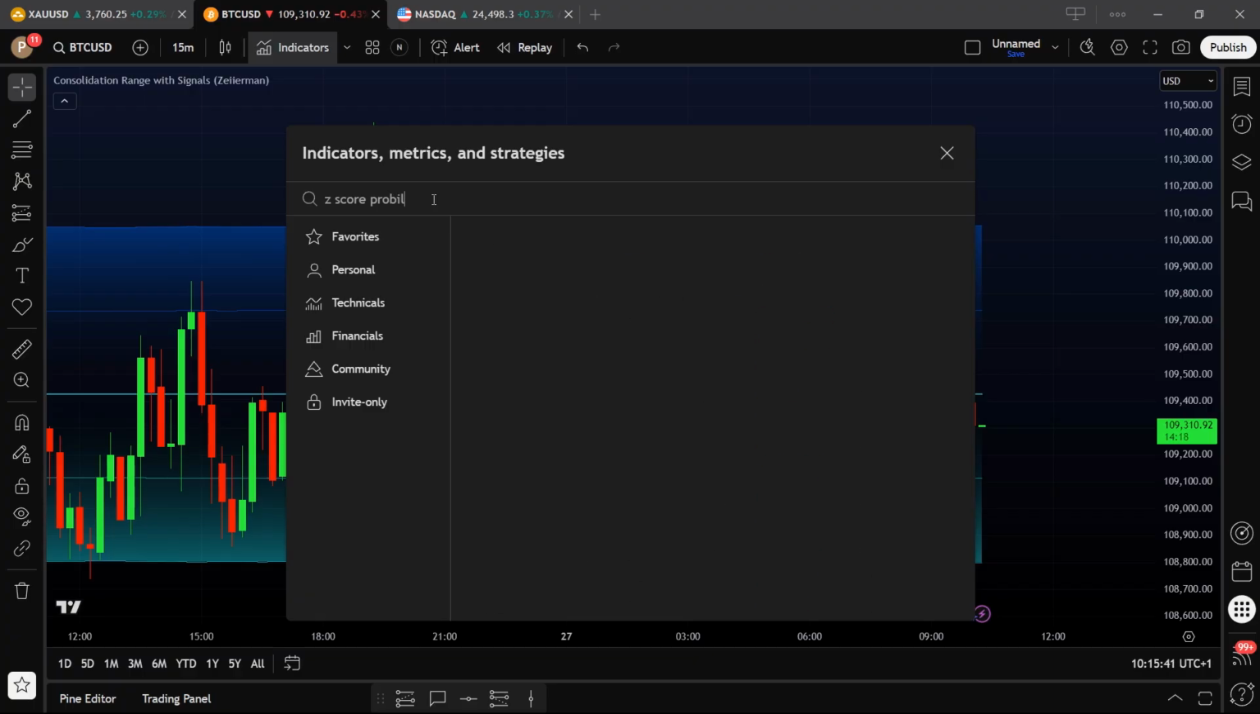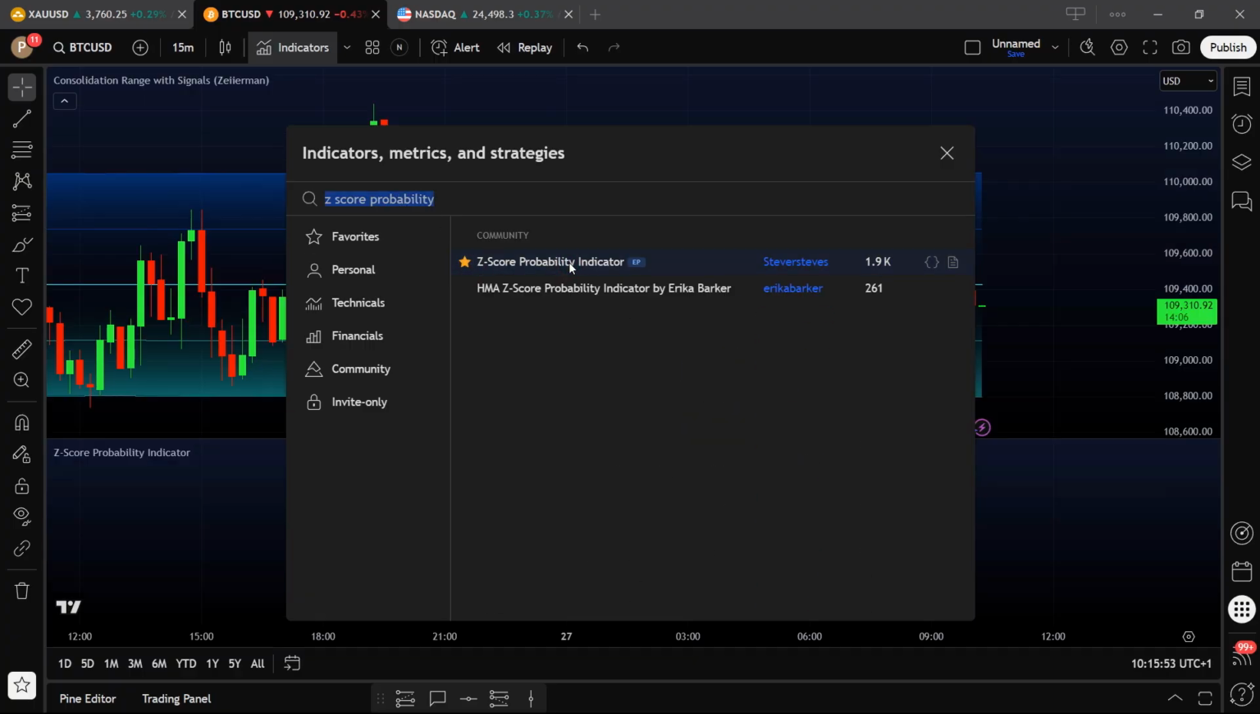Step 2, the probability filter. Search for the indicator named Z-score probability. Add it to your chart. This will appear below your price.